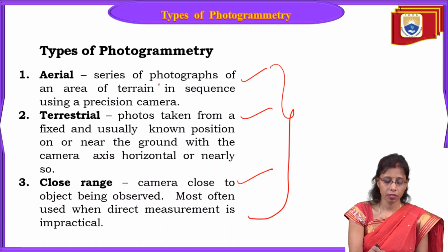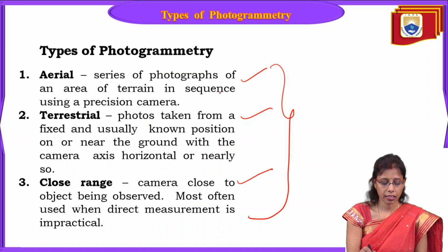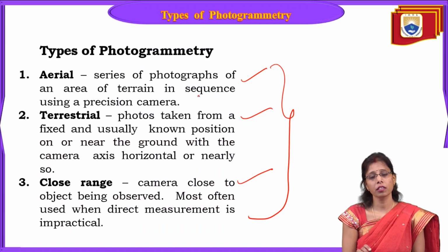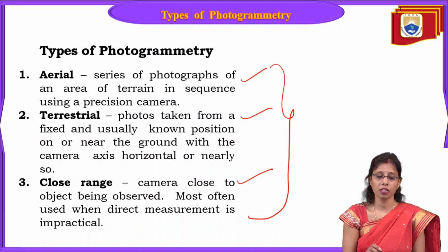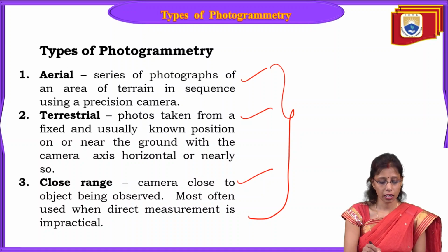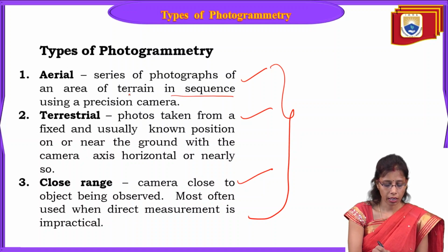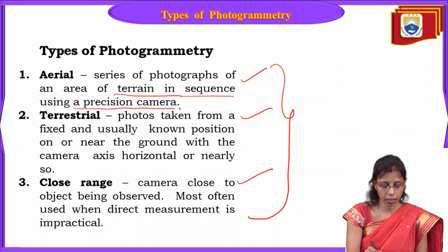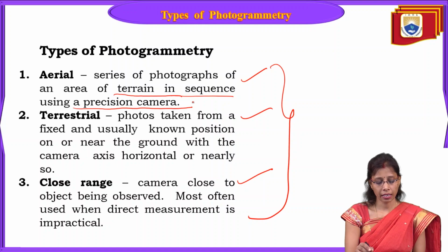Aerial means a series of photographs of an area of terrain taken in sequence using a precision camera. Here the platform will be air and the vehicle will be an aeroplane, carrying a sensor called a camera, which captures the information of the terrain in sequence using the precision of the camera, right? So this is aerial photogrammetry.